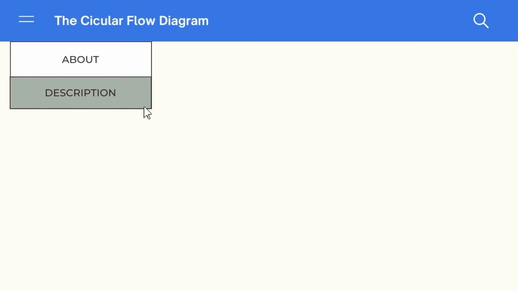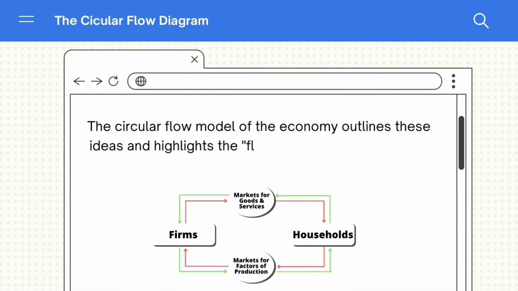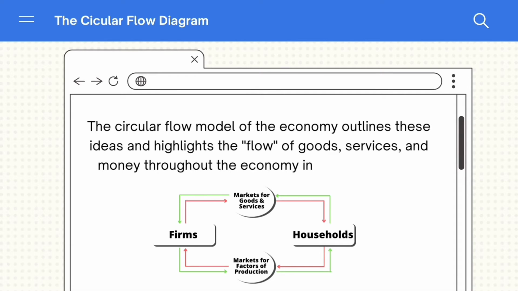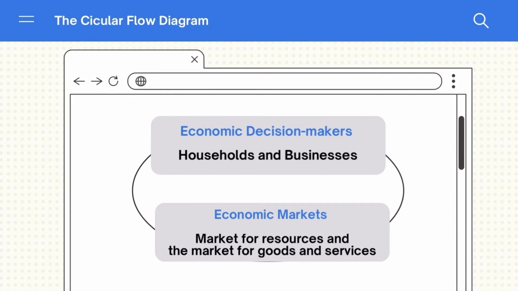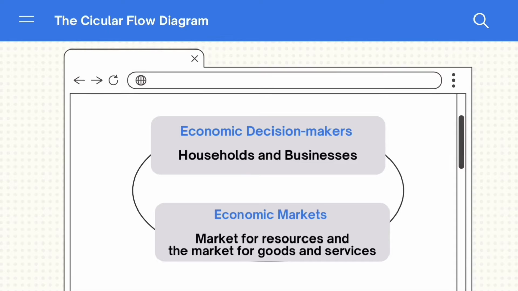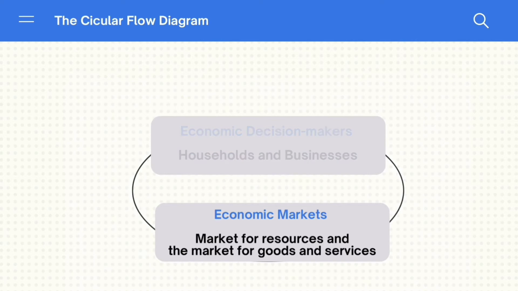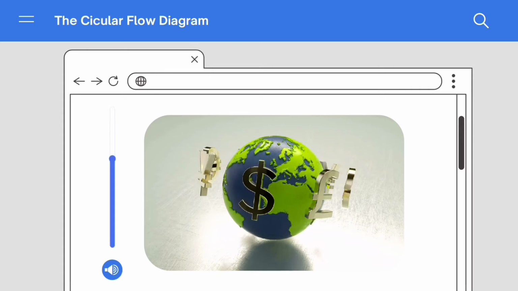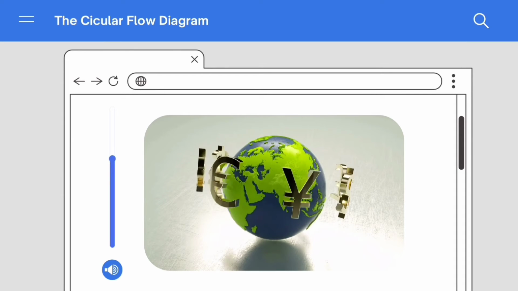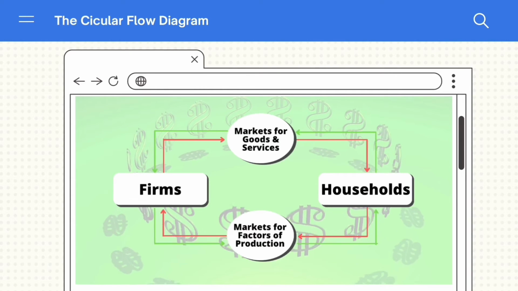The circular flow model of the economy outlines these ideas and highlights the flow of goods, services, and money throughout the economy in an endless loop. It also shows the interaction between two groups of economic decision makers, households and businesses, and the two types of economic markets, the market for resources and the market for goods and services. While the real economy is much more complex, the simplified circular flow model is useful for understanding some key economic relationships.